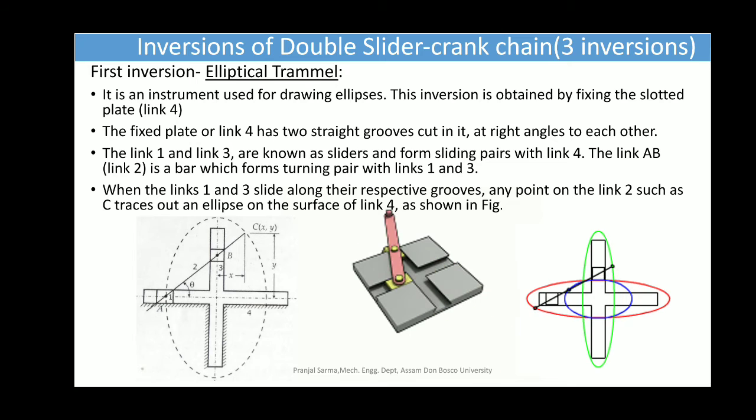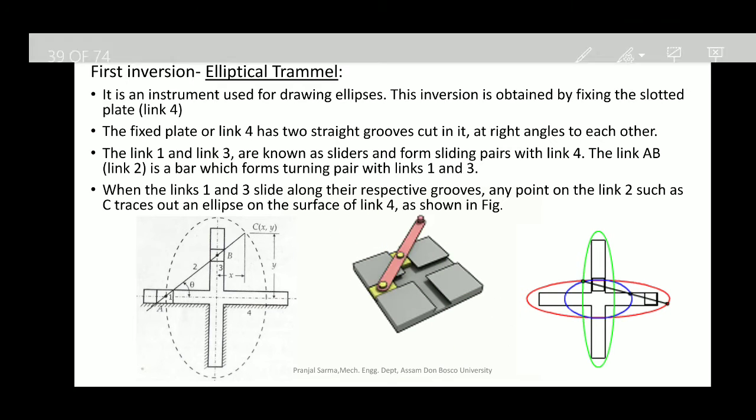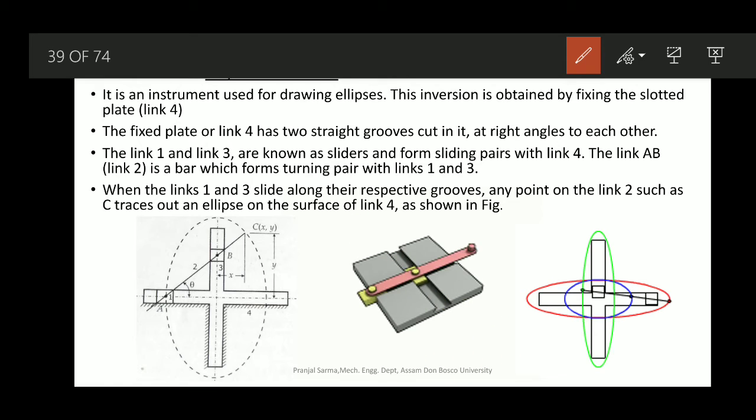So here, from this double slider crank chain, we are going to get three main inversions which will be useful. The first inversion of this double slider crank chain is the elliptical trammel. So what is this elliptical trammel? Basically it's an instrument which is used for drawing ellipses. That means you can either draw an ellipse, or have some other part that traces the ellipse, with the movement of that particular part in the form of an ellipse.